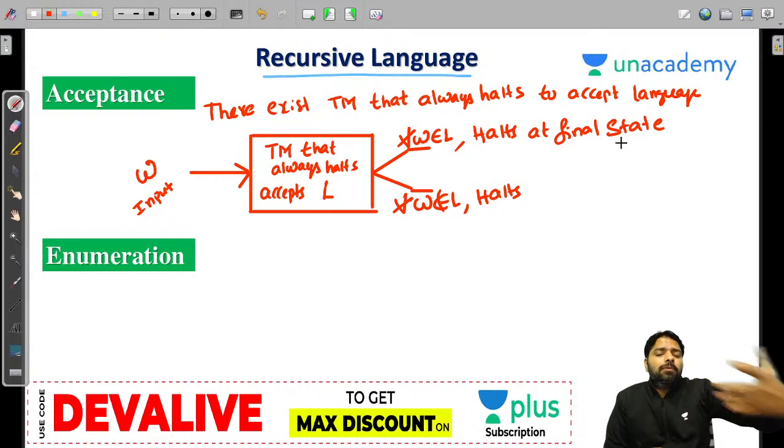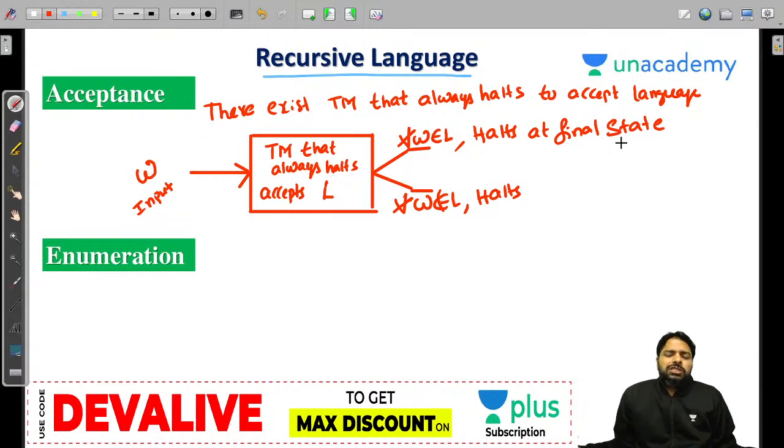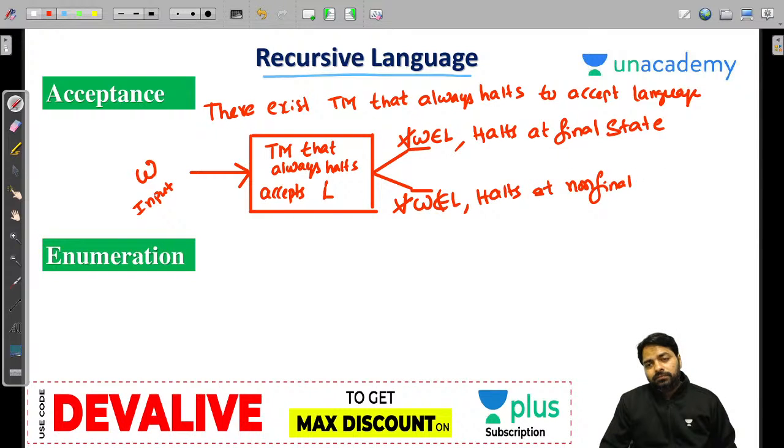That depends on the type of machine. You can use a DTM or NTM. That doesn't matter. But you should show that it always halts. So all set final state. Here all set non-final state. Clear, guys? Halts at non-final state. Now on both sides you can see that whether the given input is valid or invalid, if it is valid, it halts at final. If it is invalid, it halts at non-final.